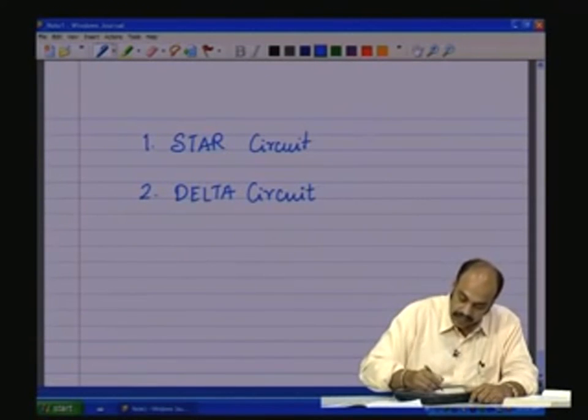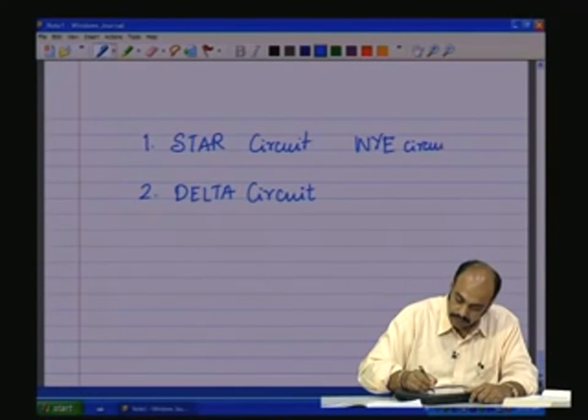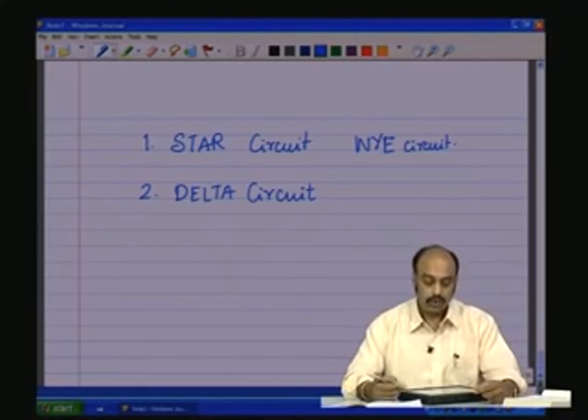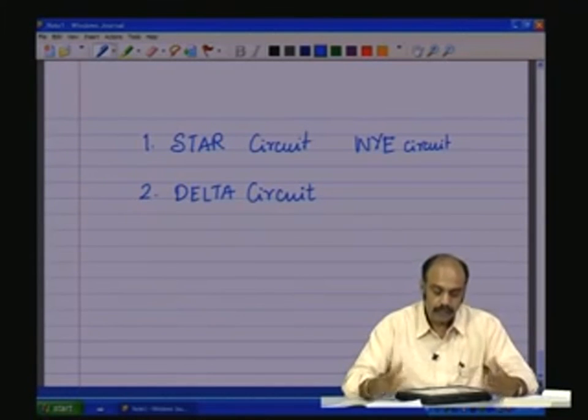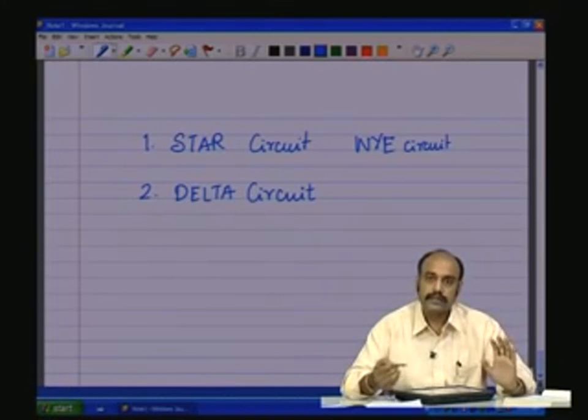So, in the literature, star circuit is also called Y circuit. So, in all the three phase systems, you either have the star circuit or the delta circuit.